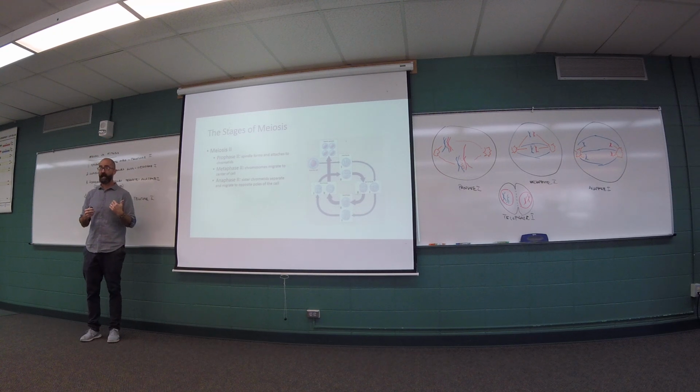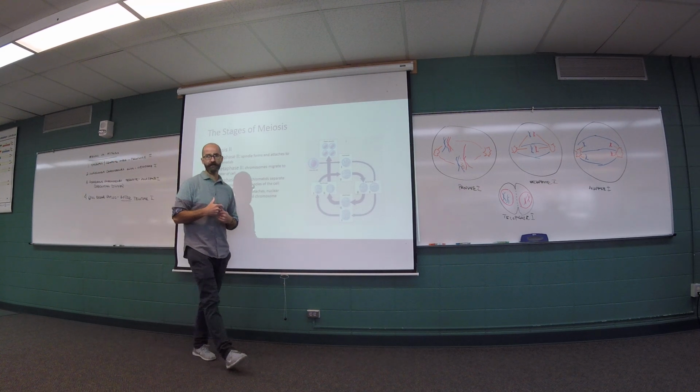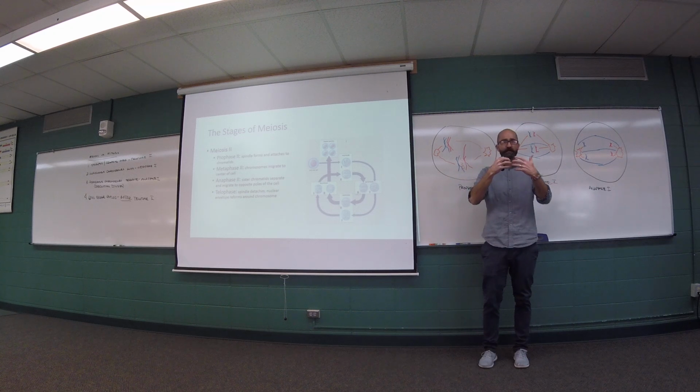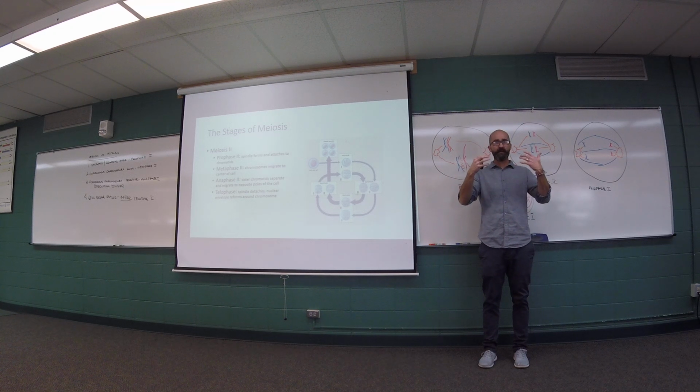In anaphase 2, what happens is sister chromatids are pulled apart from each other. Those cohesins that are holding sister chromatids together get unzipped or cleaved, and then those sister chromatids migrate to the opposite ends of the cell. And then in telophase 2, we get the undoing of prophase 2, right? The mitotic spindle detaches, chromosomes begin to unwind, and a new nuclear envelope forms around each of those sister chromatids.